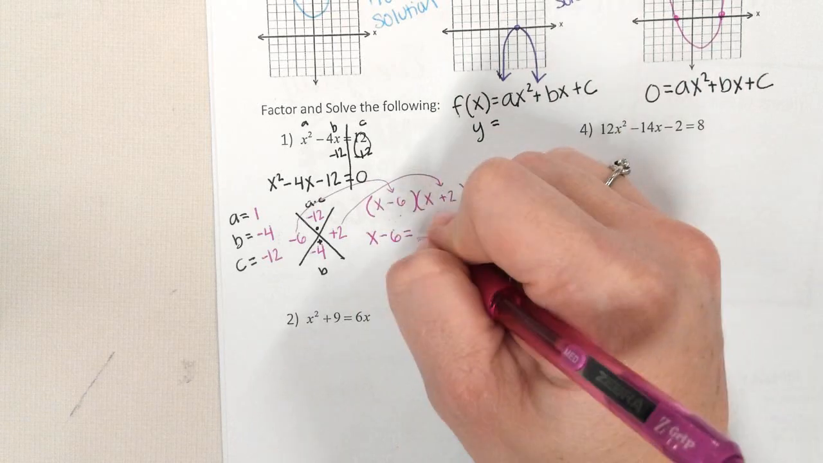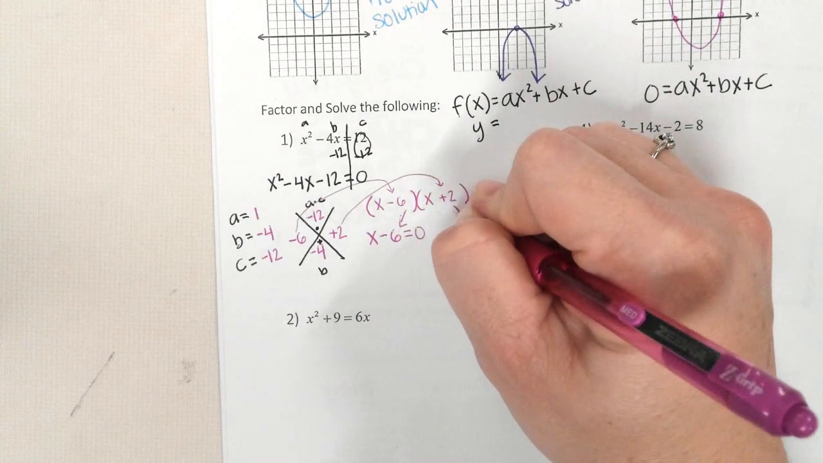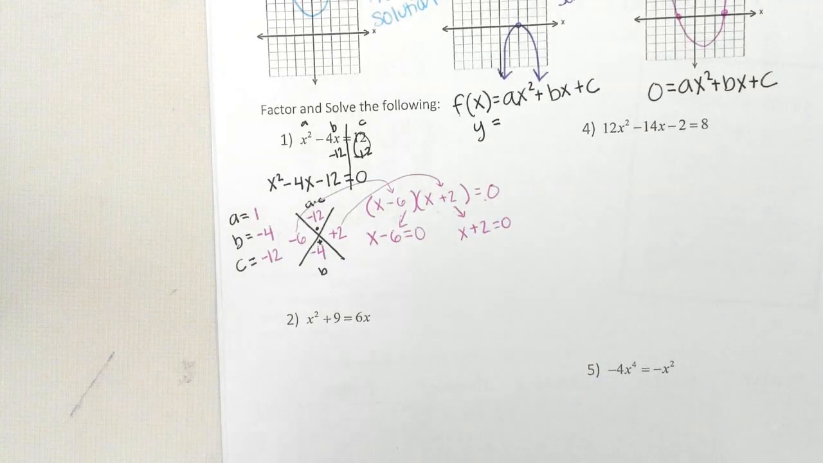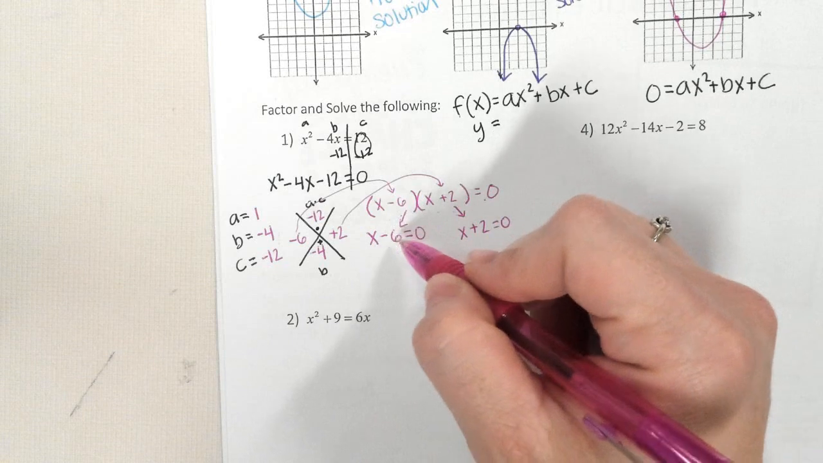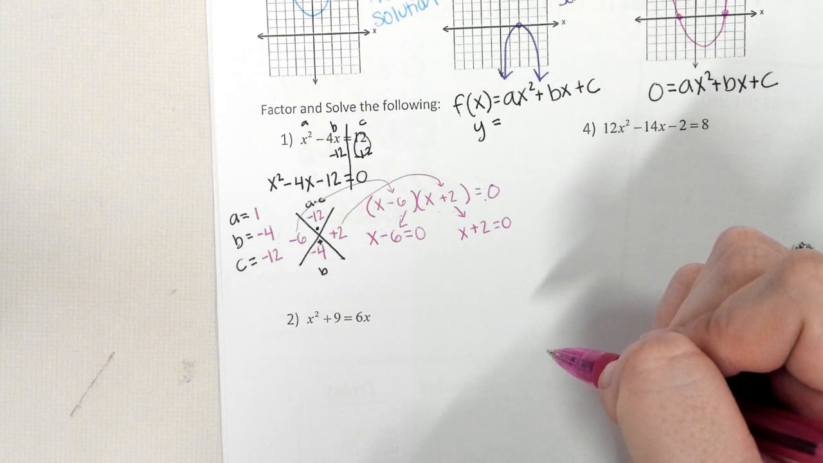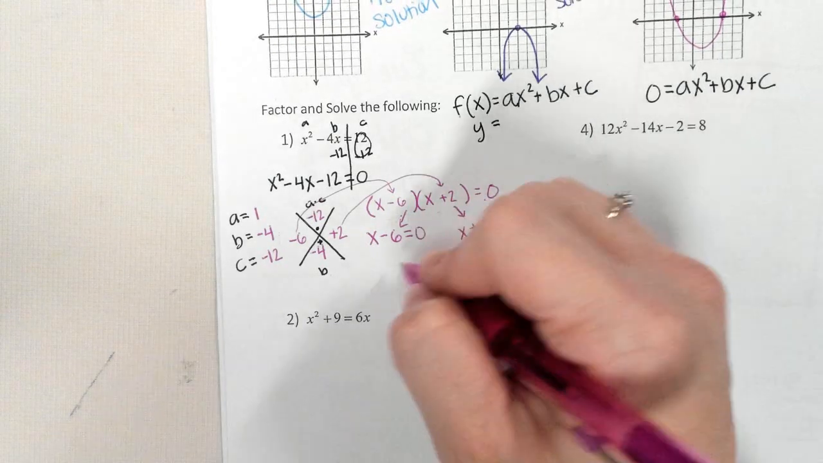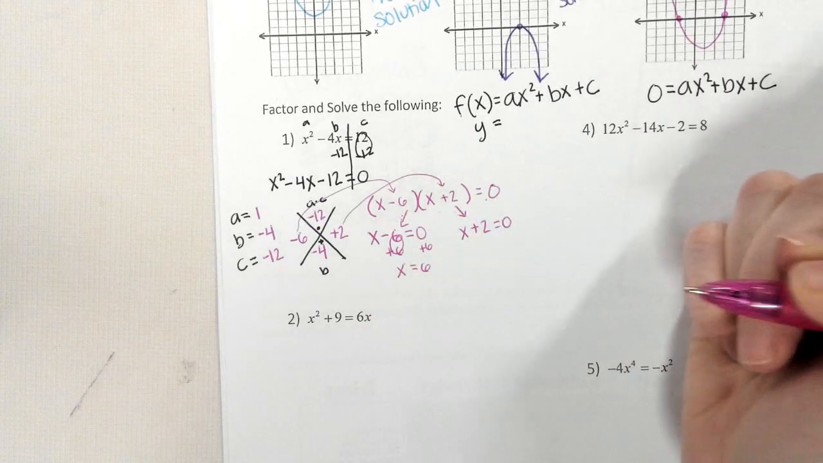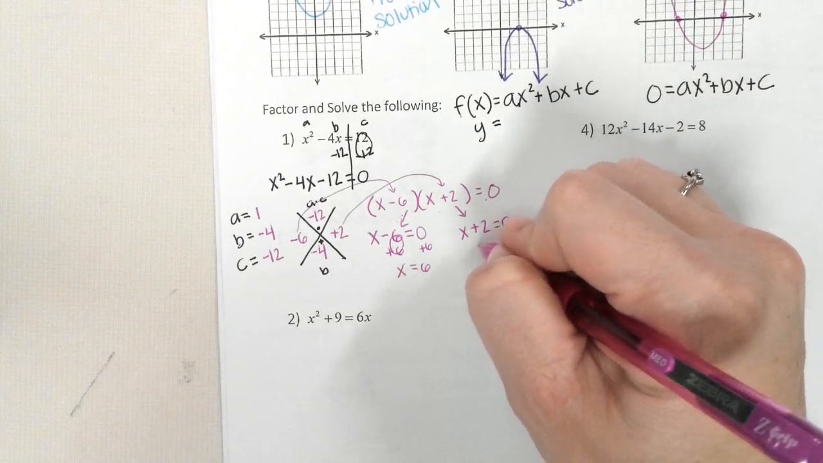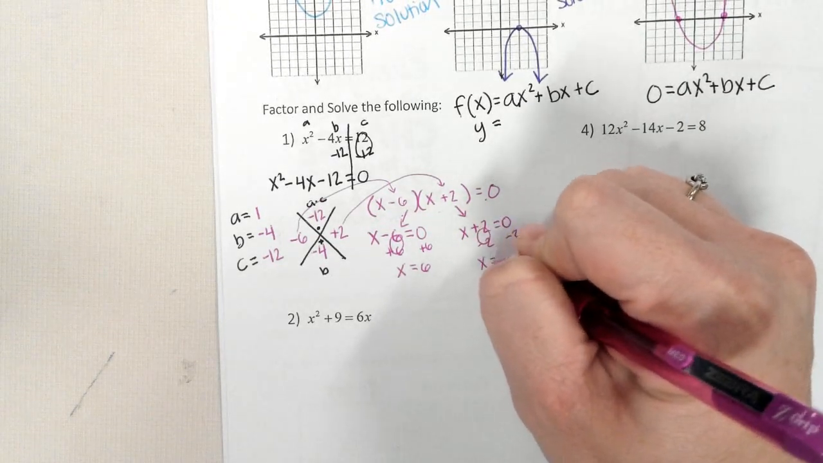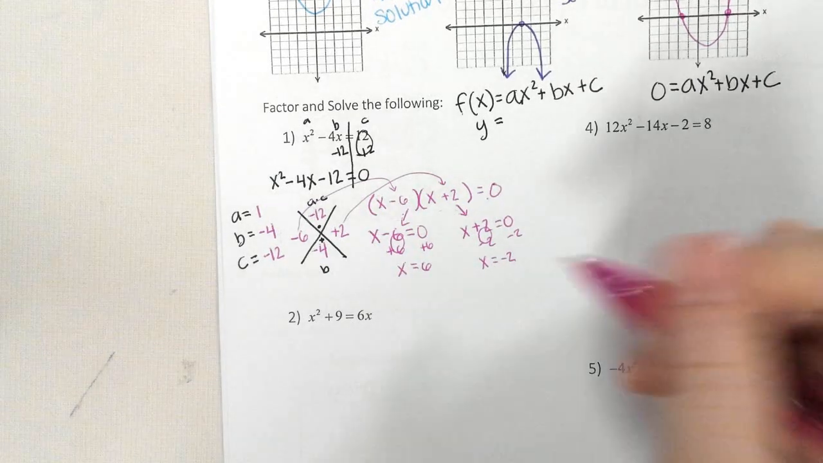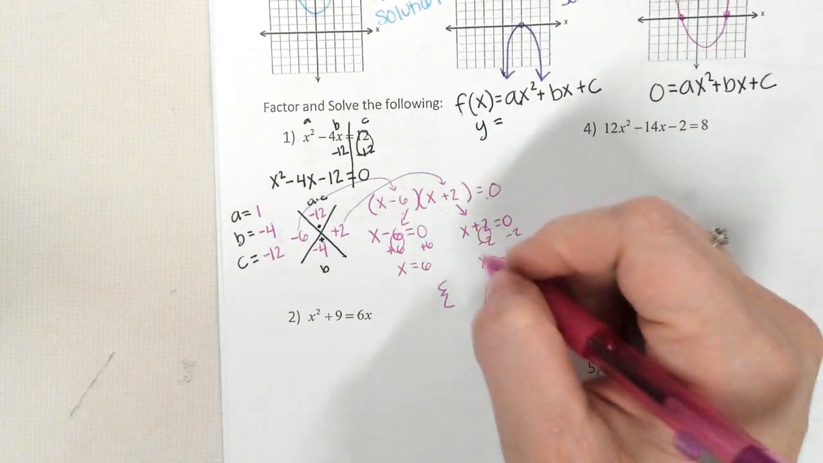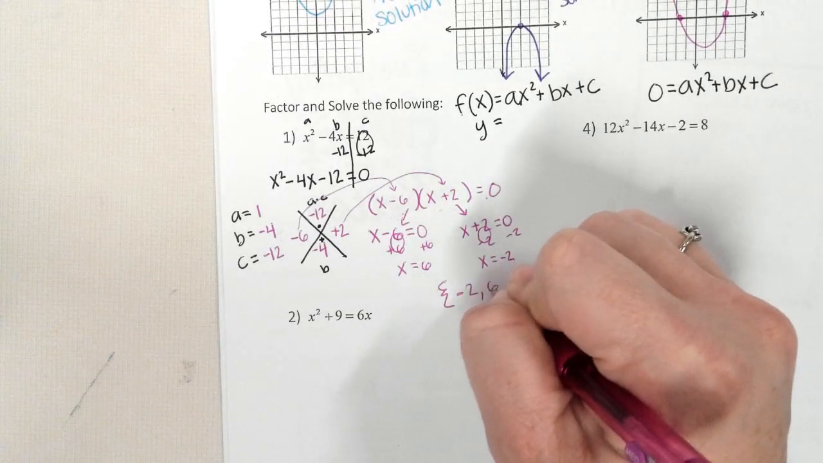X minus 6 equals 0. X plus 2 equals 0. So we set our factors equal to 0 and we solve. So how do I solve this? There's an easy one step. Add 6 to both sides. And I get x equals 6. What about this one? Minus 2. And I get x equals -2. So you can leave it like that as x equals, or you can write it in the fancy brackets, they're called braces technically, least to greatest, so -2 comma 6.